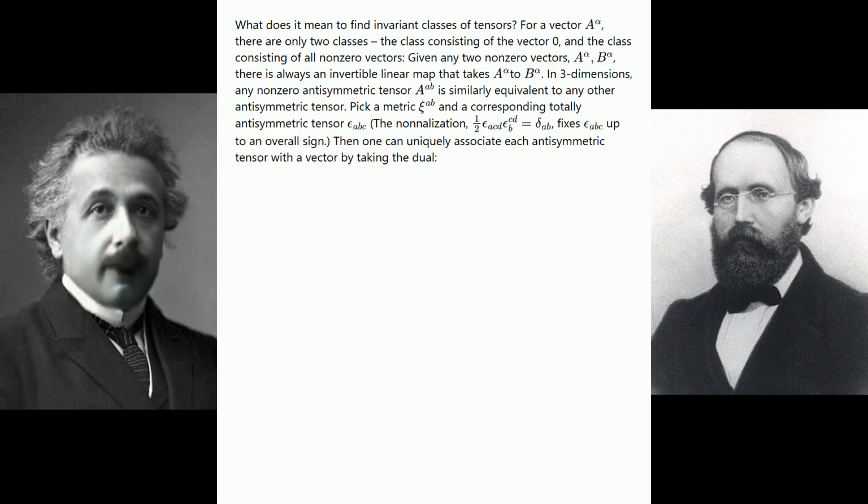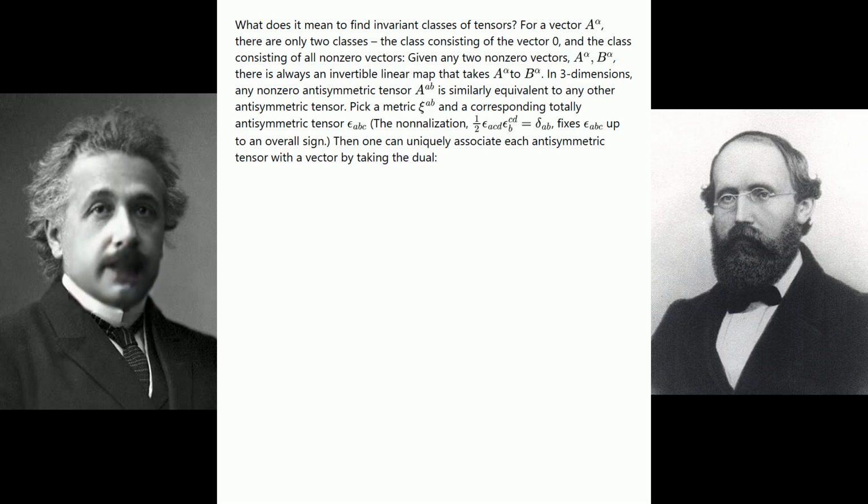For a vector a^α, there are only two classes: the class consisting of the vector 0, and the class consisting of all non-zero vectors. Given any two non-zero vectors, a^α and b^α, there is always an invertible linear map that takes a^α to b^α. In 3 dimensions, any non-zero antisymmetric tensor a^[ab] is similarly equivalent to any other antisymmetric tensor.